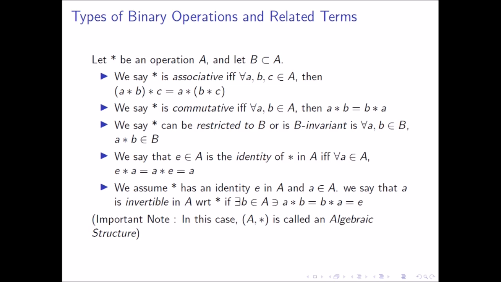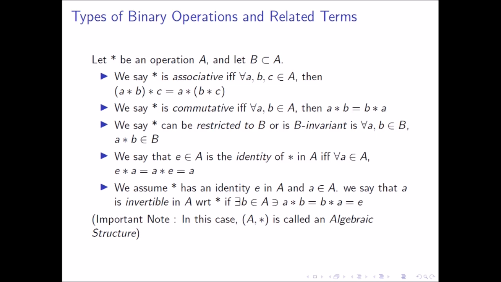So let's look at these two definitions together. By restricting, we mean that indeed one can say that star is also a binary operation from B cross B to B, because any element from B cross B, as a subset of A cross A, is mapped to B itself. So it's basically an operation on B. So that's why we say this B invariance or restricted to B.